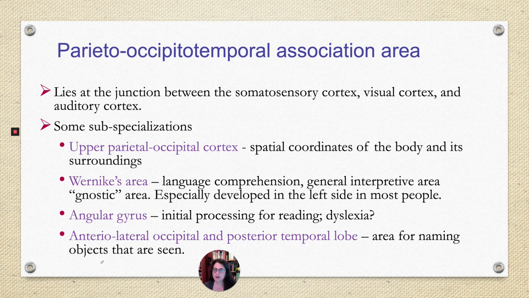Anterior lateral occipital and posterior temporal lobe. That particular area in the parieto-occipital temporal association area is an area for naming objects. So if you pick up an object, right, there's an object, then you know it's a pencil. The reason why you can name that object is because of that particular part of our parieto-occipital temporal association area.